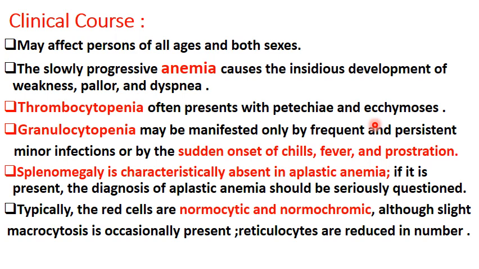Petechiae are pinpoint bleeding spots, petechiae and purpura. I think in the first term we have discussed the thrombocytopenia and the types of petechiae and purpura, what the difference is between them, and the ecchymosis that is seen in the skin of the patient with thrombocytopenia, which is a decrease in the platelet count. Granulocytopenia means a decrease in the number of leukocytes or white blood cells, which is manifested only as frequent and persistent minor infection.